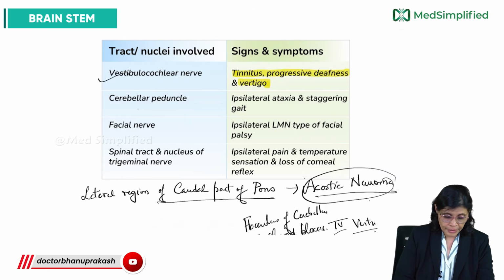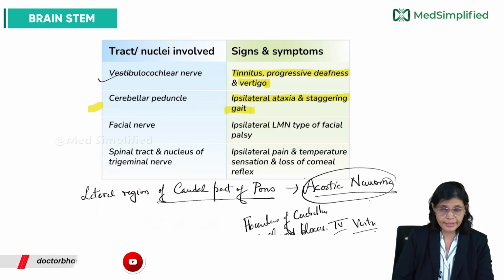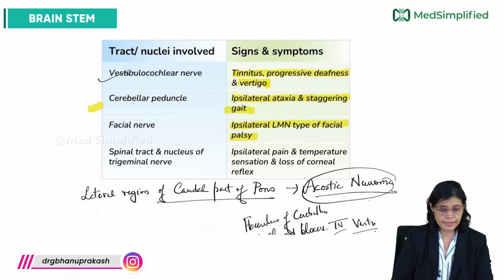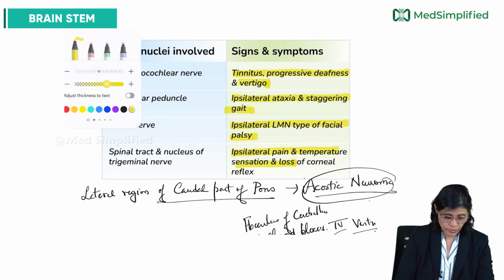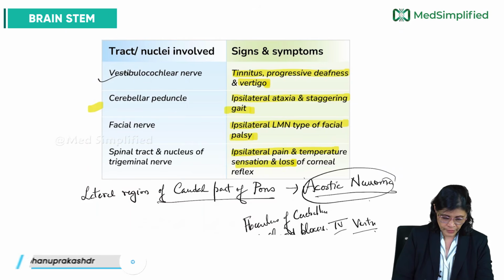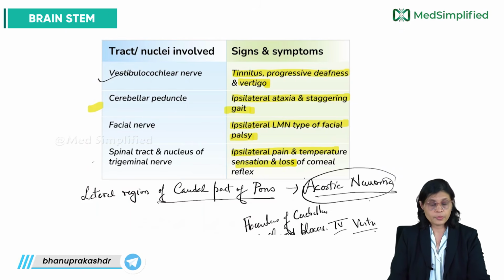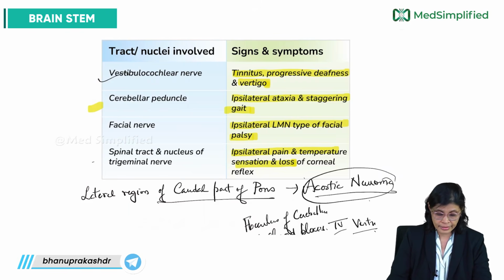Then the cerebellar peduncle is involved. Because the cerebellar peduncle is involved, there is ipsilateral ataxia and staggering gait. With facial nerve involvement, there is ipsilateral lower motor type of facial nerve palsy. And with the spinal tract and nucleus of the trigeminal nerve, there is ipsilateral, same side, pain and temperature loss. So that is what we see in relation to the pontocerebellar angle syndrome.